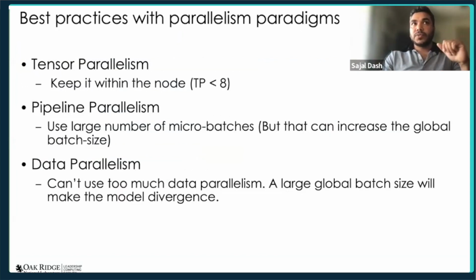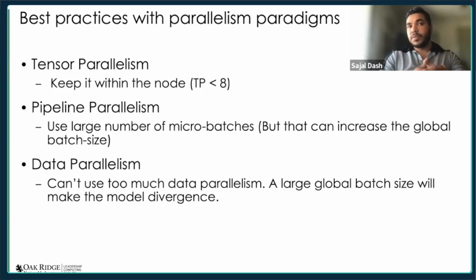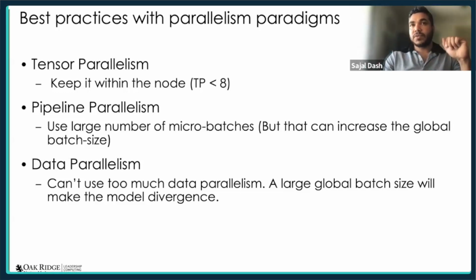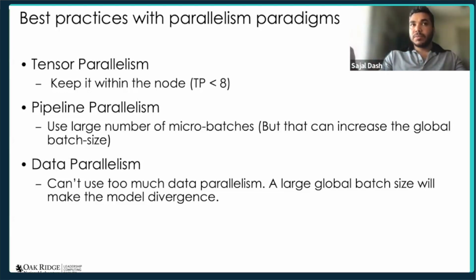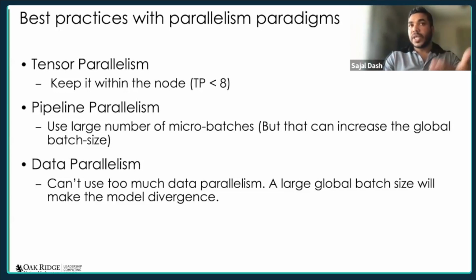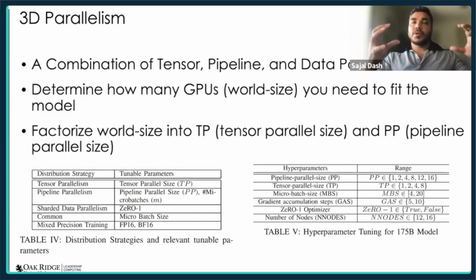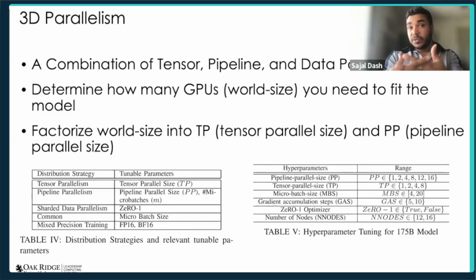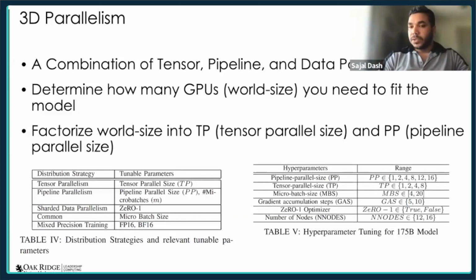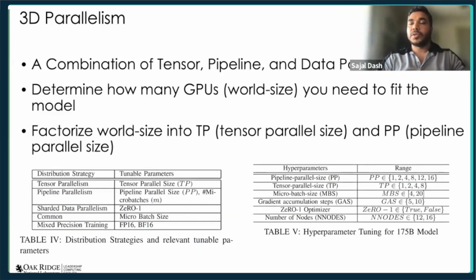These are the limitations that we identified. Don't go more than 8 for TP. For pipeline parallelism, use a large number of micro batches. And for data parallelism, you cannot use too much, because that will give rise to a large global batch size, which will bring down the accuracy of the model training. So in a way, it's like 3D parallelism that was introduced by, I think, Microsoft and NVIDIA together, when they combined the Megatron and DeepSpeed code bases to make Megatron-DeepSpeed.